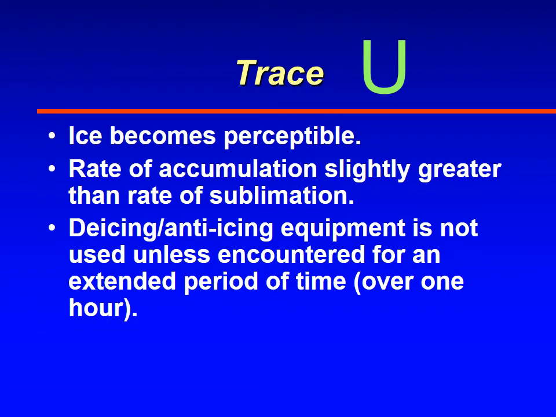First up is trace ice. Trace ice is reported using the symbol T, and it's where ice just starts to become perceptible and the rate of accumulation on parts of the aircraft is slightly greater than the rate of sublimation. Sublimation being solid ice going straight to a vapor form.